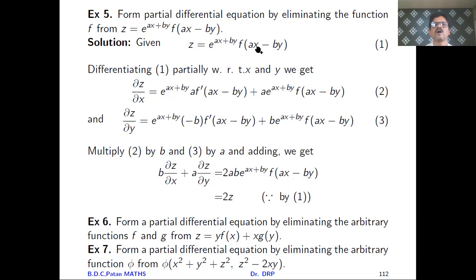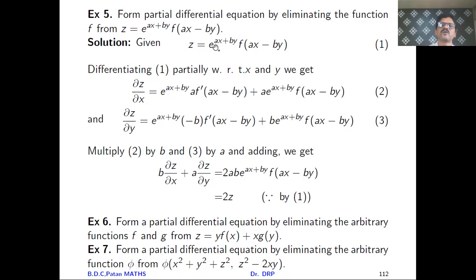So differentiating this partially with respect to x, we get on the LHS, del z by del x is equal to, using the product rule, first function as it is, e to the power ax plus by, into derivative of the second function partially with respect to x. You will get f dash of ax minus by into derivative of ax minus by partially with respect to x, keeping y constant. This term is constant, its derivative is 0, and the derivative of ax with respect to x is a.